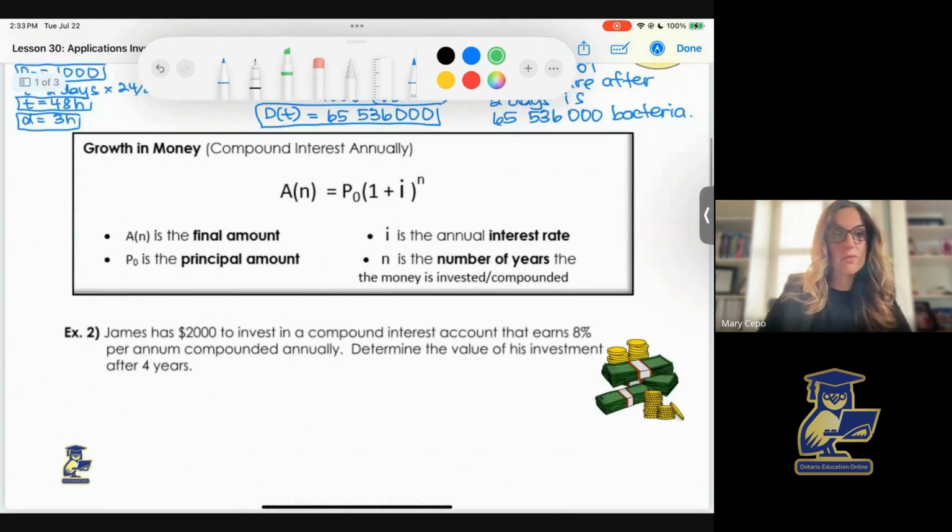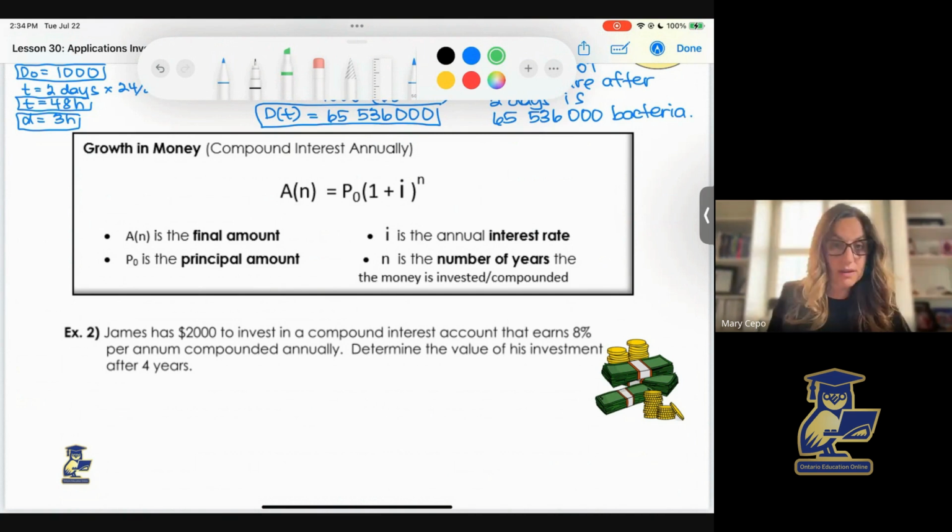Okay, another form of exponential growth that we see is money. The compound interest formula is an example of an exponential function. So A at n is that final amount. P subscript 0, where 0 represents that initial point, the starting point when time is 0, is the principal amount. i is the annual interest rate, and n is the number of years. So the formula is A at n is equal to the principal amount, P at 0, times 1 plus i, all to the exponent of n.